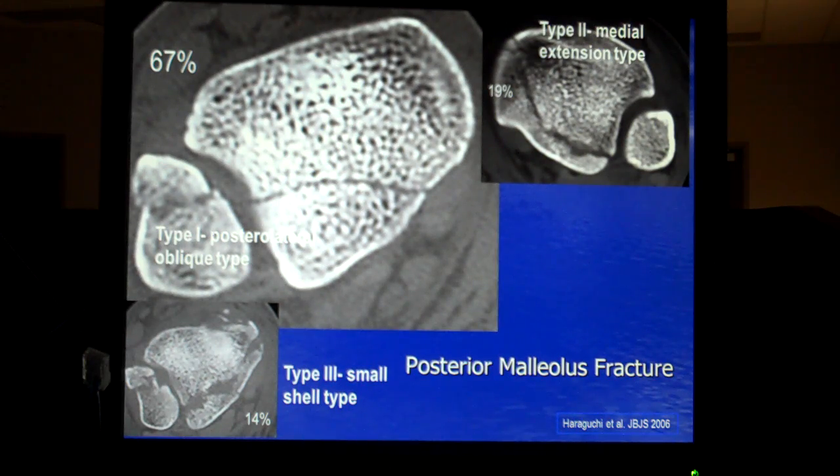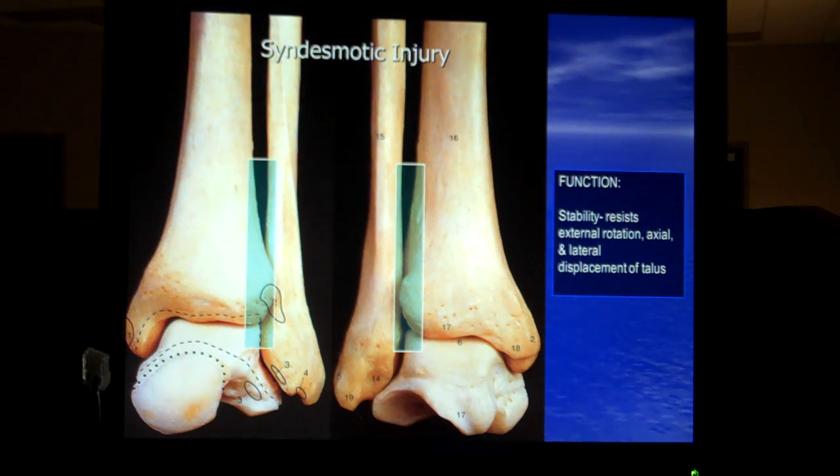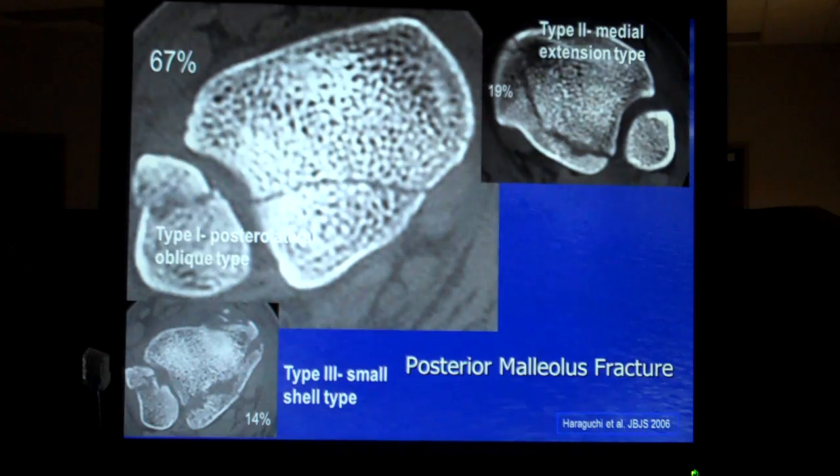And 14% of them are just a fleck of bone or a shell, and the other one goes medially as well. So the medial ones, in my mind, are a little bit more like a plafond fracture. Do you guys have any rules of thumb for fixing them?